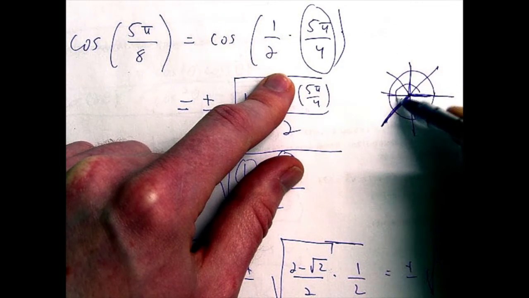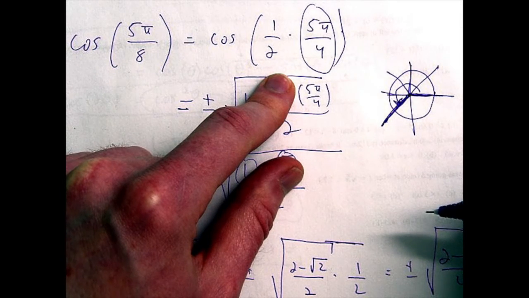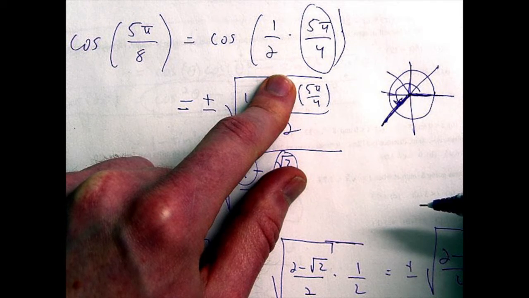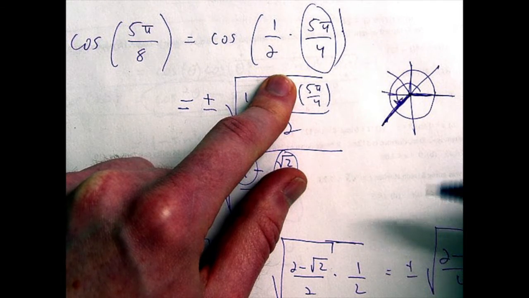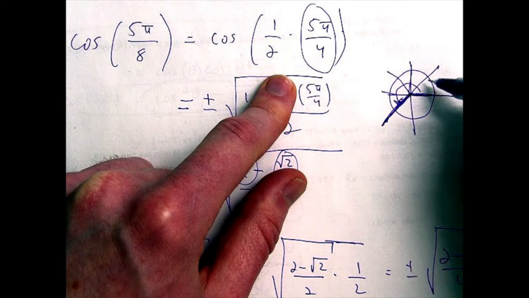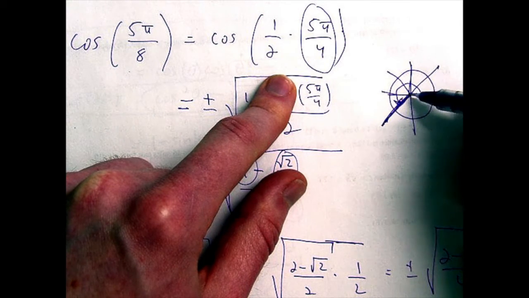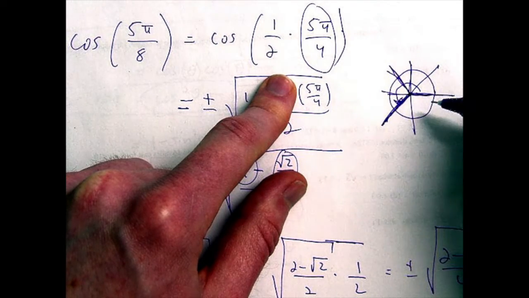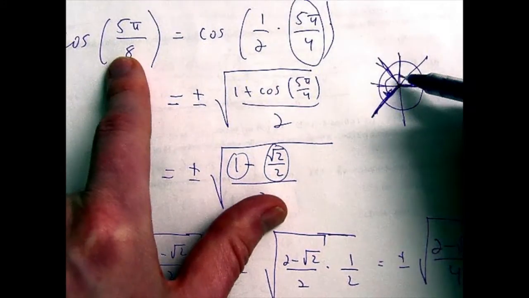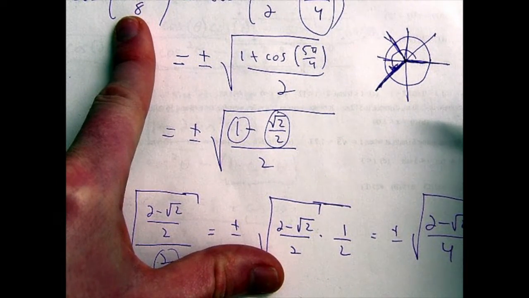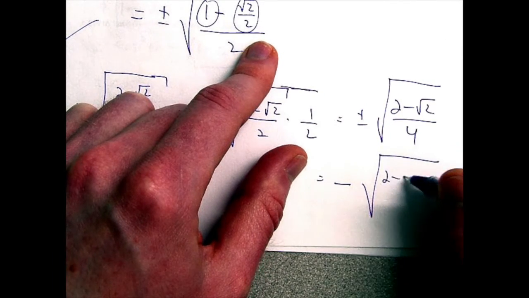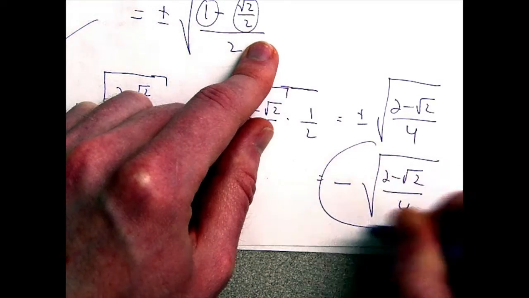So this whole thing right here is 5 pi over 4. So where would half of that be? Would it be in the first quadrant? No, I don't think so. I think it's going to be somewhere in the second quadrant. It's definitely going to be bigger than pi over 2. So 5 pi over 8 is in the second quadrant, which means that the cosine of that angle should be negative, right? So I'm going to take the negative root 2 minus root 2 over 4, okay?